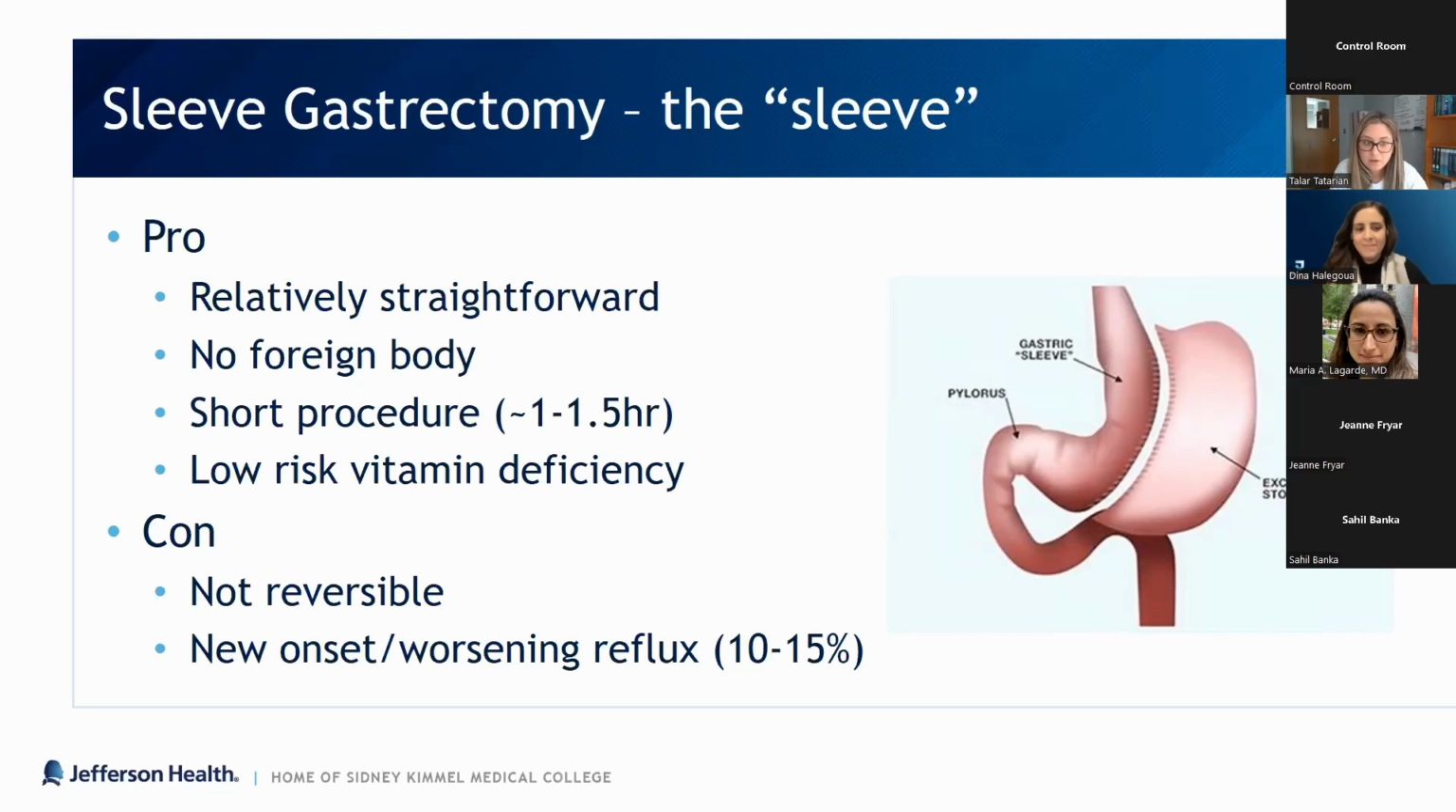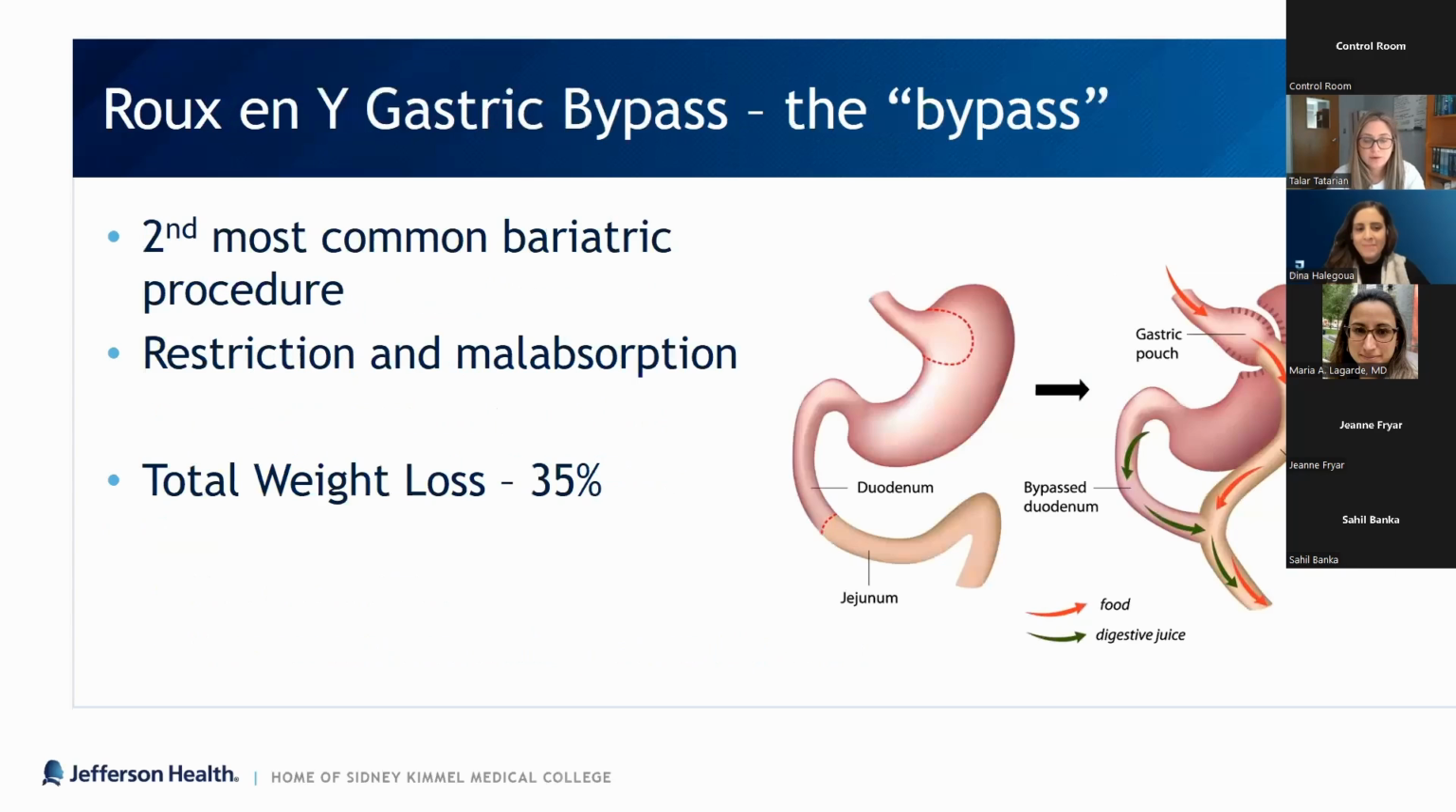We do recommend lifelong vitamin supplementation, but after a sleeve gastrectomy, it's rare to have any major iron deficiencies and things of that nature. The downside is that it's not reversible. We cannot put that part of the stomach back. And newer data is showing that about 10 to 15% of patients are developing new onset heartburn or reflux after this. So if you're coming in with pretty bad heartburn or reflux to begin with, this might not be a great option. And that's really where the gastric bypass comes in.